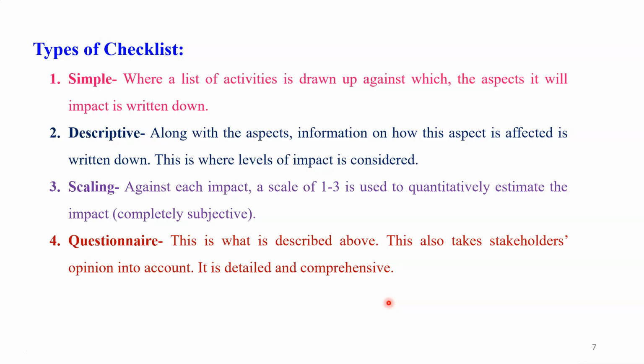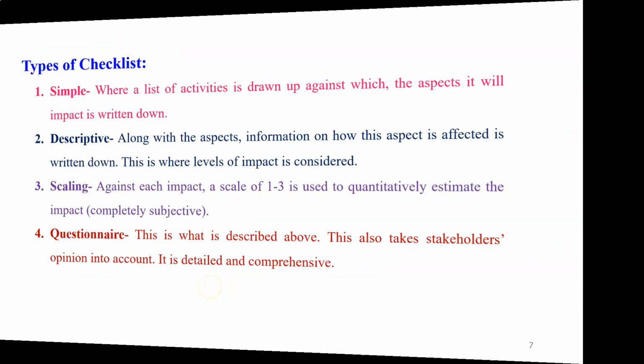And by analyzing this questionnaire, we can finalize our decision whether that project should continue or not. So these are the four types of checklist: the simple checklist, descriptive checklist, scaling checklist, and questionnaire checklist. So dear students, let us talk about some advantages and disadvantages of the method.